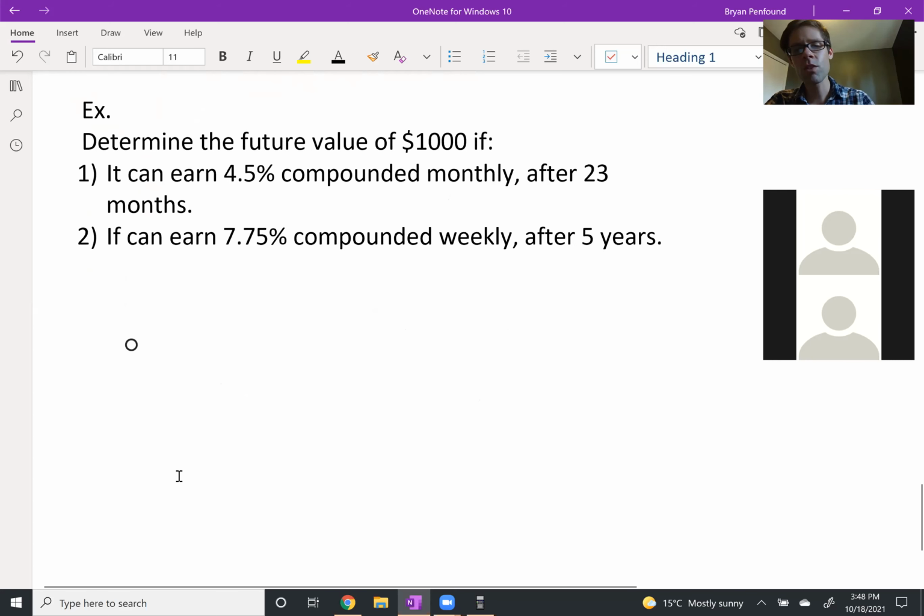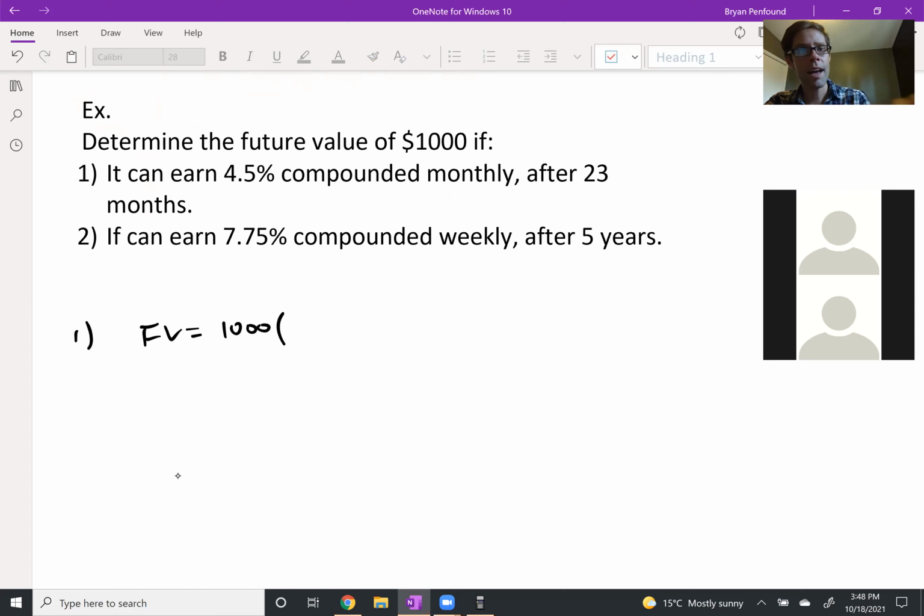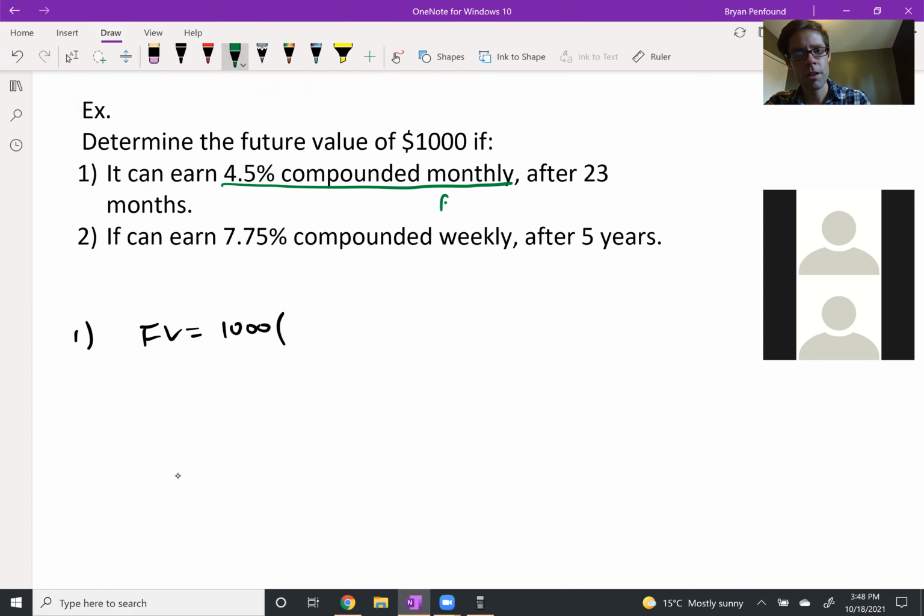Let's finish this up. It won't take us too long. I'm just going to finish this up nice and quick to get us off at a good time here. So what is the future value of $1,000? We are starting with $1,000. We have a rate of 4.5% monthly. So we know F is equal to 12. We know that R is equal to 0.045.